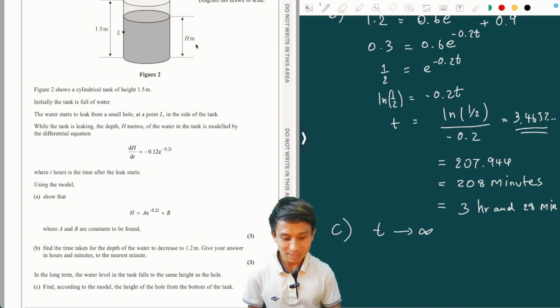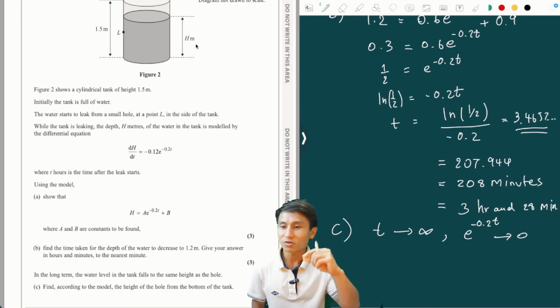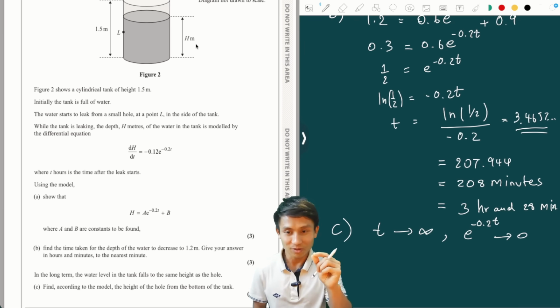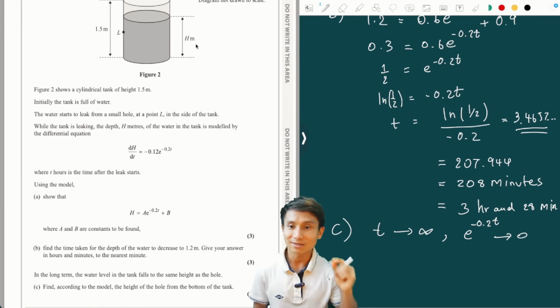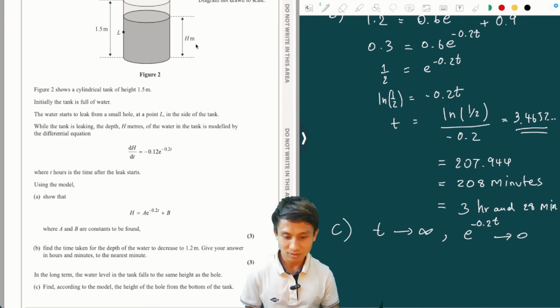Okay, so when t tends to infinity, we look at the exponential term. e to the minus 0.2t will tend to 0. Because when you substitute e to the minus some number, let's say e to the minus 1,000, you can check that in your calculator, the number will be very small. So this term will go to 0. That means the whole h equation will be equal to b.